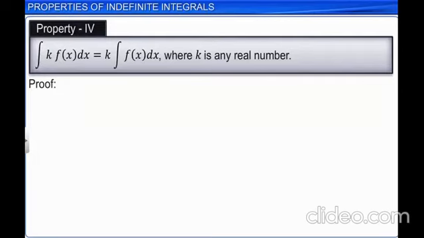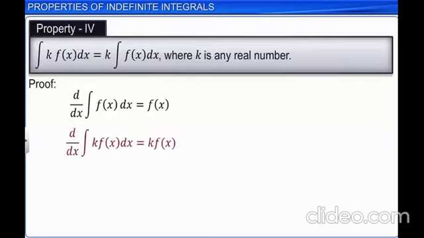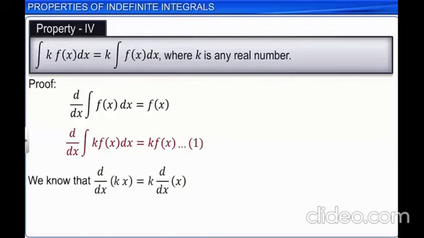Property 1 of indefinite integration is derivative of integral of f of x into dx is equal to f of x. Using this property, we have d by dx of integral of k into f of x dx is equal to k into f of x. Let's take this as equation 1, where k is any real number. We know that the derivative of a constant multiple of x is equal to constant multiple into derivative of x, where k is any real number.